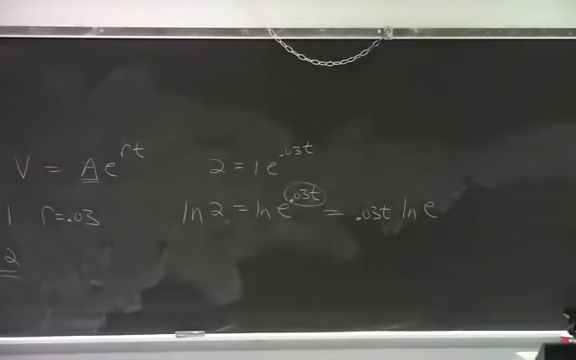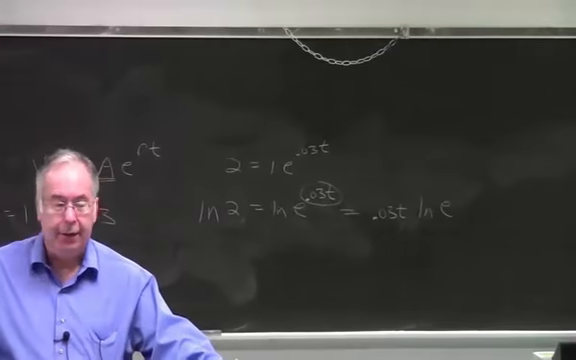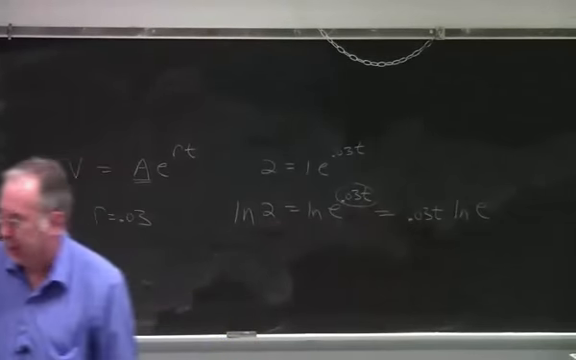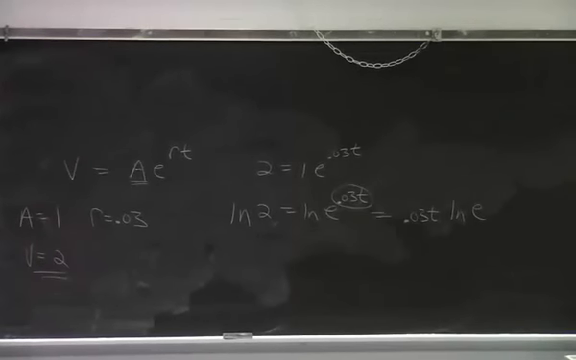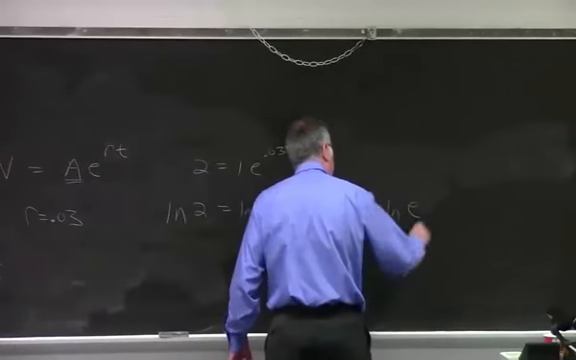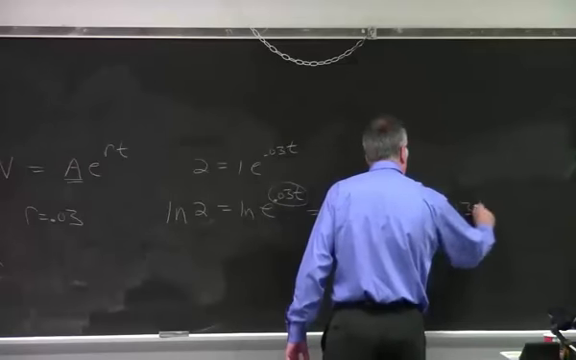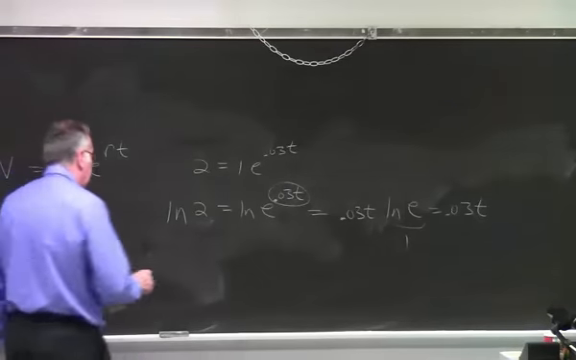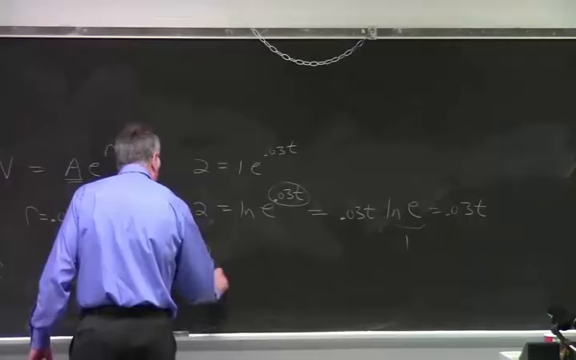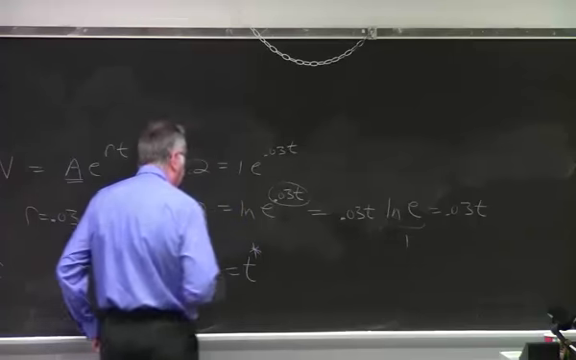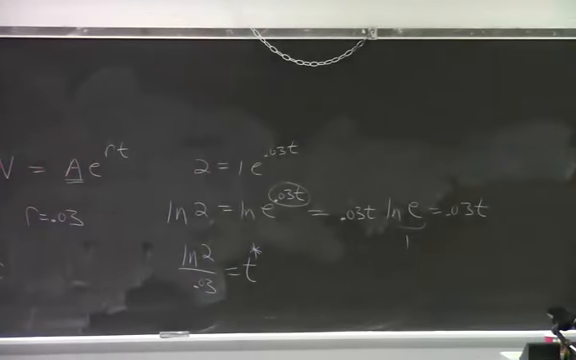And by the way, what is the natural log of e? 1. Because what power do you raise e to in order to get e? 1. Sometimes these simple questions can throw you off, but this is just equal to 1. So this is 0.03t. Now, if we divide both sides by 0.03, you get the natural log of 2 divided by 0.03 is equal to t star, where t star is the value of t that we wanted to solve for.